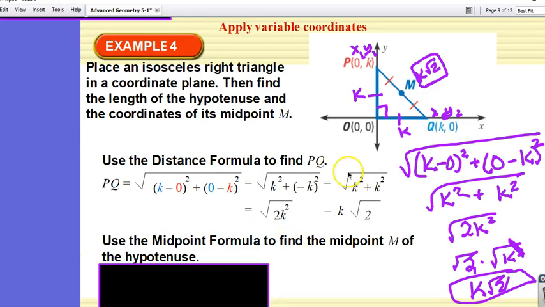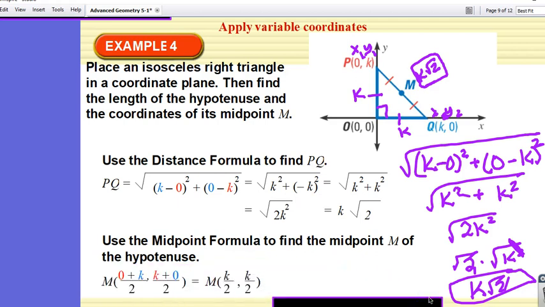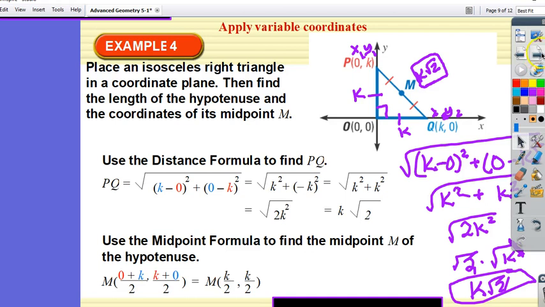Use the midpoint formula to find the midpoint of the hypotenuse. Alright, so you can use the midpoint formula where you add your x's divided by 2. K plus 0 is K, divided by 2 is K over 2. 0 plus K is K, over 2 is K over 2. So it's half K, right? Halfway over to K over 2, comma K over 2. Make sense? So you can use the formula, or you can just look at it and see that it's halfway there.